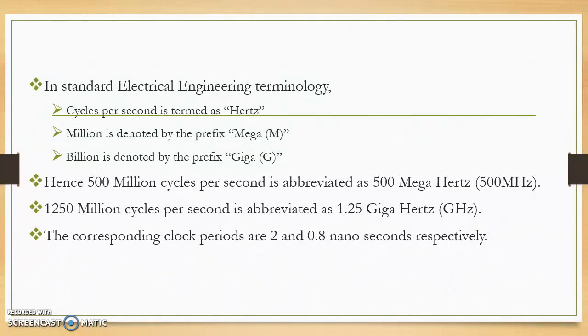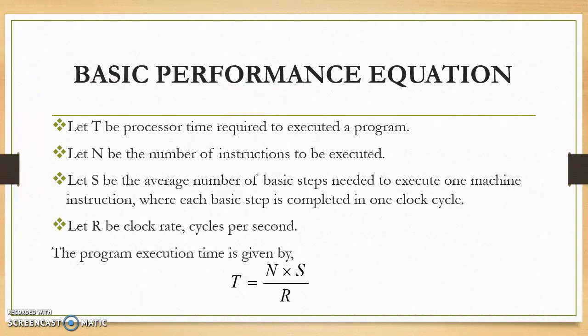In standard electrical engineering terminology, cycles per second is termed hertz. Million is denoted by the prefix mega (M), and billion is denoted by the prefix giga (G). For example, 500 million cycles per second is abbreviated as 500 megahertz, and similarly 1250 million cycles per second is abbreviated as 1.25 gigahertz. Next comes the basic performance equation.